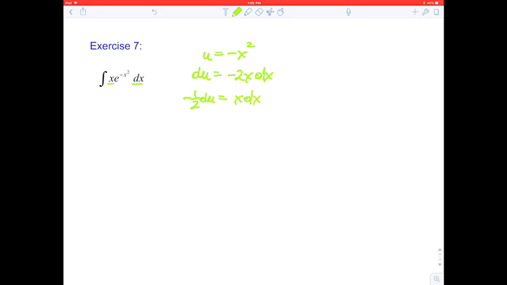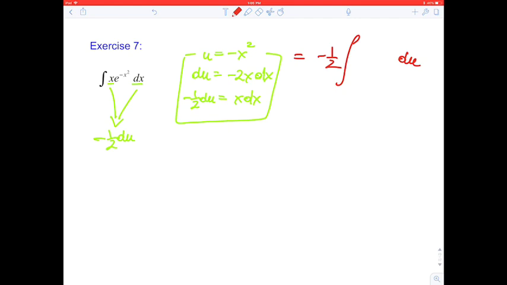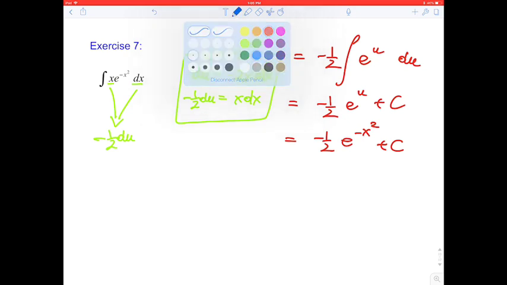x dx is negative half du. Okay, let's replace everything. Negative half du and integral of e to the power of u. Negative half integral of e to the u du is just negative half e to the u plus the constant of integration. And instead of u, I can put back negative x squared. That's my final answer.